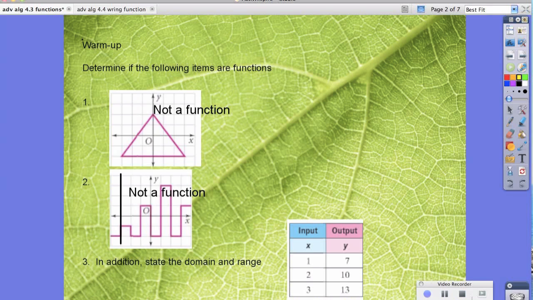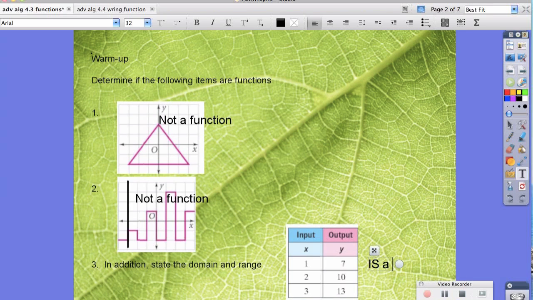So we're going to look already at our x values. Notice we don't have any doubles for x, so chances are this is going to be a function. 1 is paired with 7, 2 is paired with 10, 3 is paired with 13. And because there are no doubles of x, and each one goes to its own individual y, we say that this one is a function.